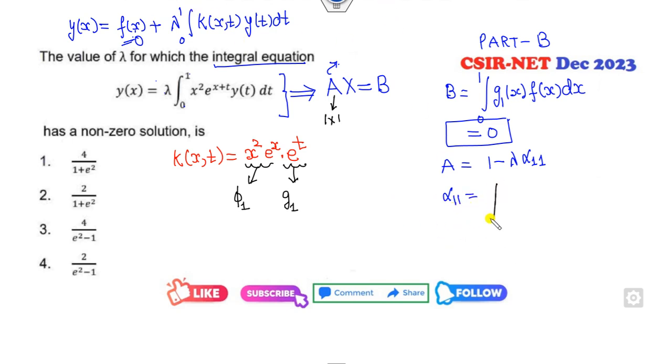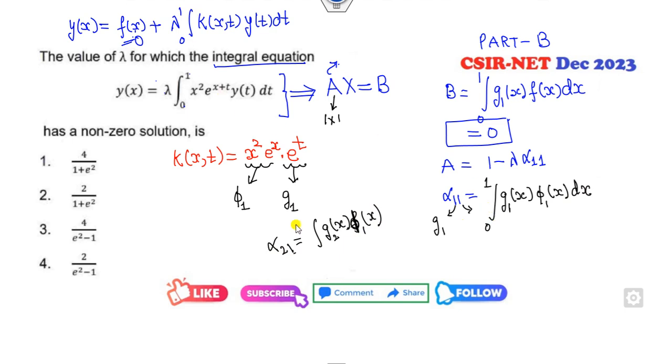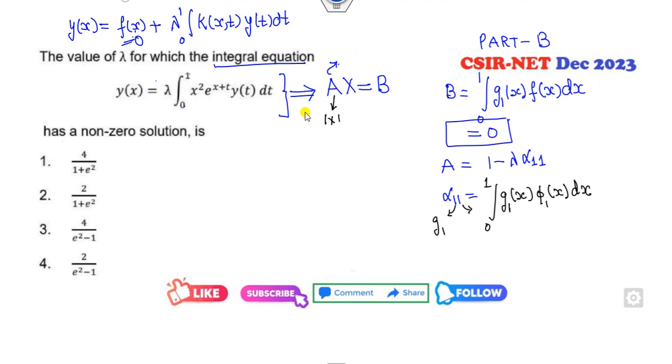Now how can you write that? This is the integration from 0 to 1. The first index corresponds to g, so g1 of x. The second index corresponds to phi 1 of x. Fine. For example, if you want to write alpha 2 1, it will be g2(x) into phi 1(x). Fine. So that's the way I have written here. Anyhow, now this is over, so A will be my matrix here.